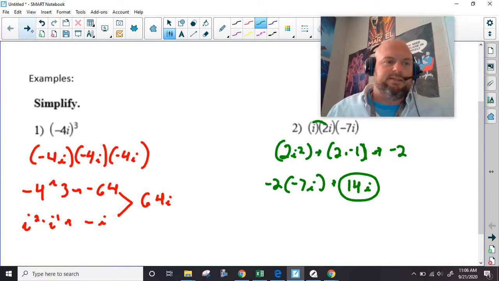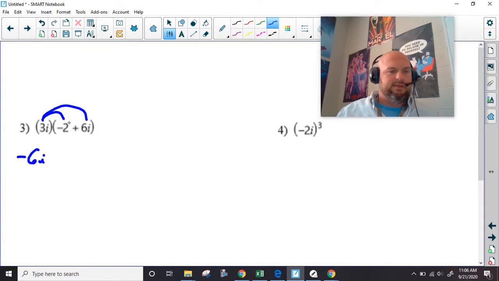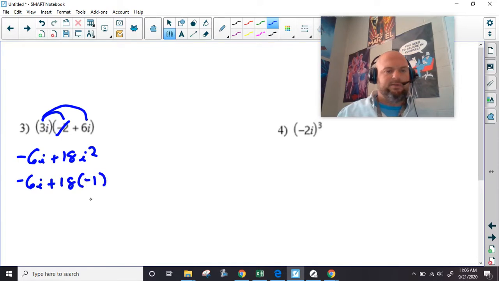All right. Step through it. Go through the steps. This one you would distribute. So we end up, let's see, this is going to be 3 times -2, so we get -6i right here. All right, mark that out. Plus 3 times 6 is 18, and then i squared. Well, -6i plus 18i squared. All right, i squared we know is -1. So this is -6i minus 18.